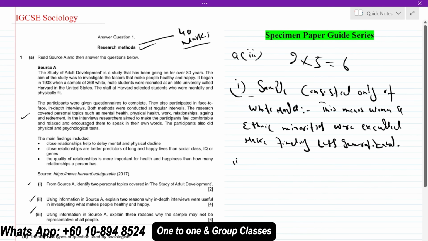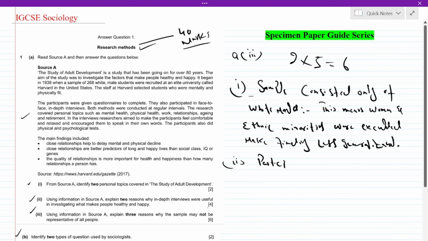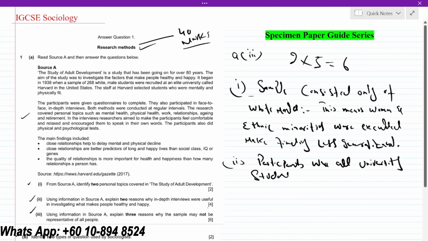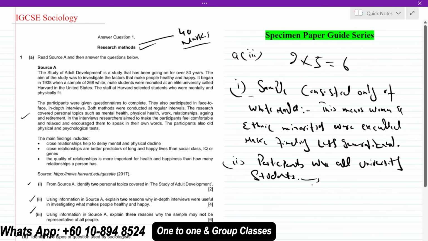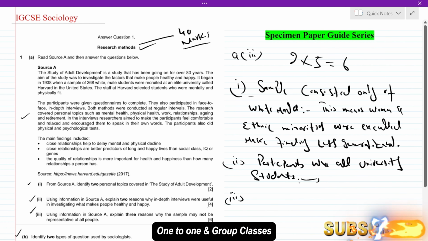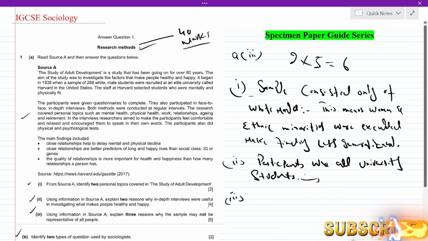Now move on to second finding. The second finding could be the participants were all university students, right? So again, you will explain it, and now move on to third part that we have, or you can say the third reason that we can write it over here. The study was conducted in the United States only.